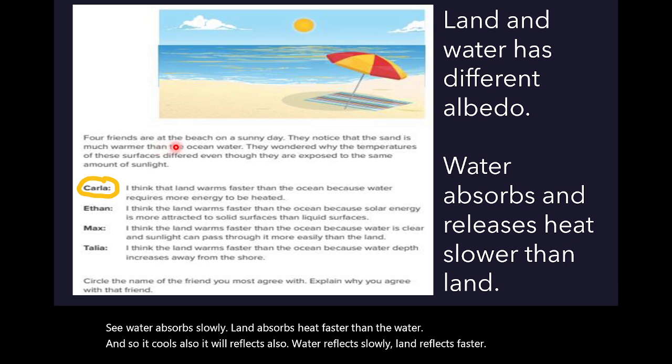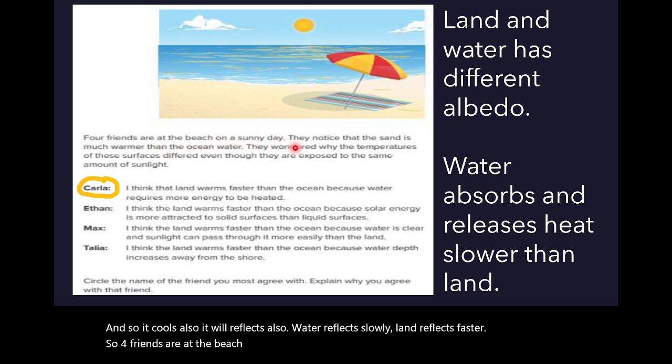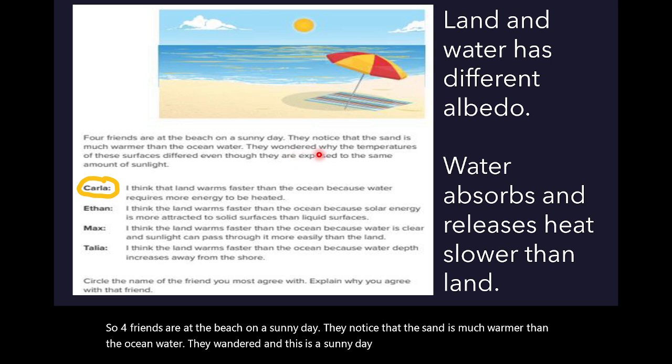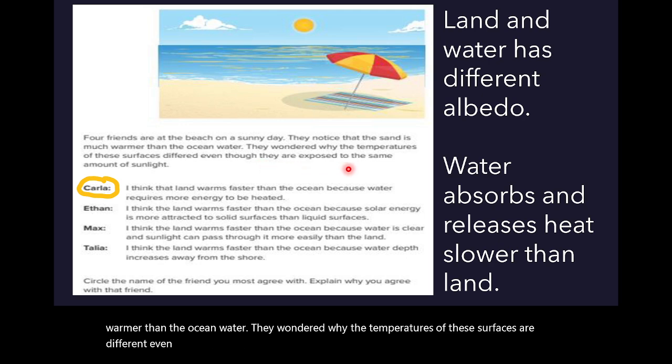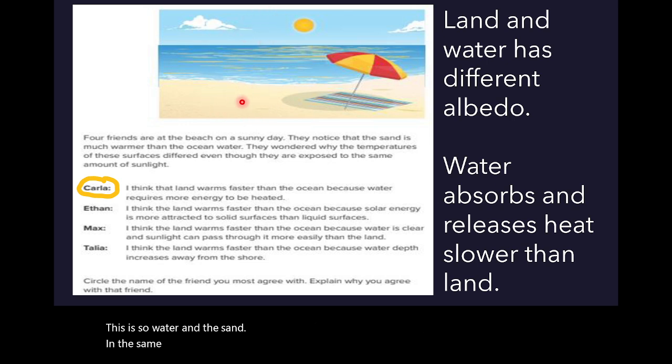So, four friends are at the beach on a sunny day. They notice that the sand is much warmer than the ocean water. They wondered, and this is a sunny day, okay? They noticed that the sand is much warmer than the ocean water. They wondered why the temperatures of these surfaces are different, even though they are exposed to the same amount of sunlight. Very good question, this is. So water and the sand in the same sunlight, okay, but why is sand warmer than the water?